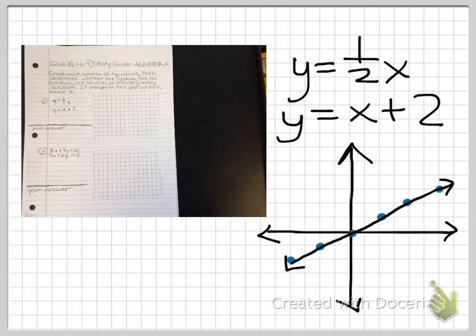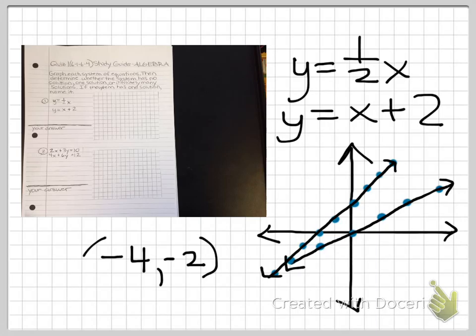And then my second line is going to start at 2, since that's the y-intercept. The slope is 1, so that's up 1 to the right 1, or down 1 to the left 1. And draw my line. And it looks like they intersect at -4, -2. So that would be my ordered pair or my solution, and this has one solution.